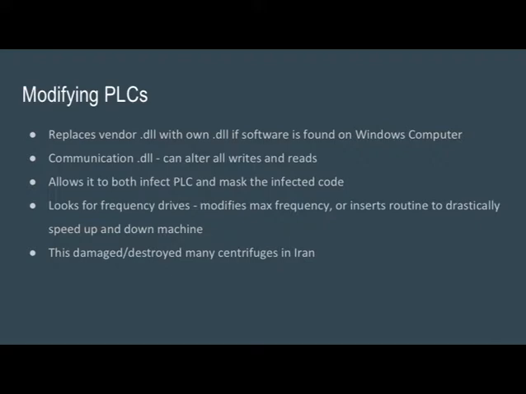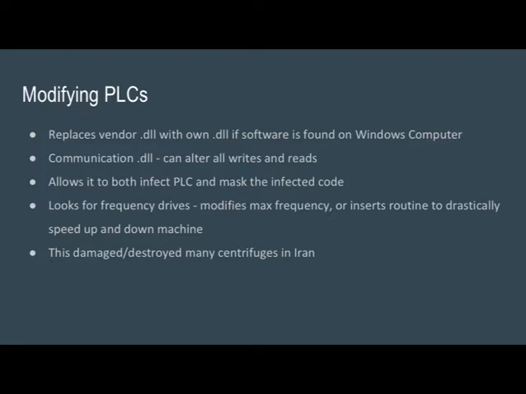So for the last part, we'll talk about how it actually destroyed the centrifuges. Once it got onto a computer, it would scan it for certain software called Step 7, the specific software used to program these programmable logic controllers. And if it found that software, it would replace the vendor DLL with its own. And this DLL was used for communication between the Windows computer and the PLC.